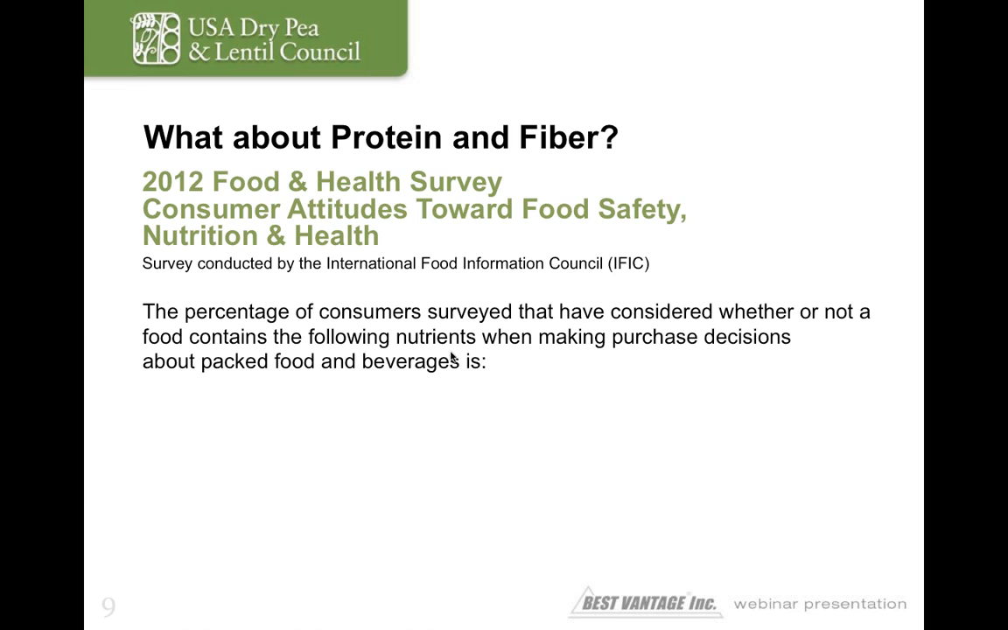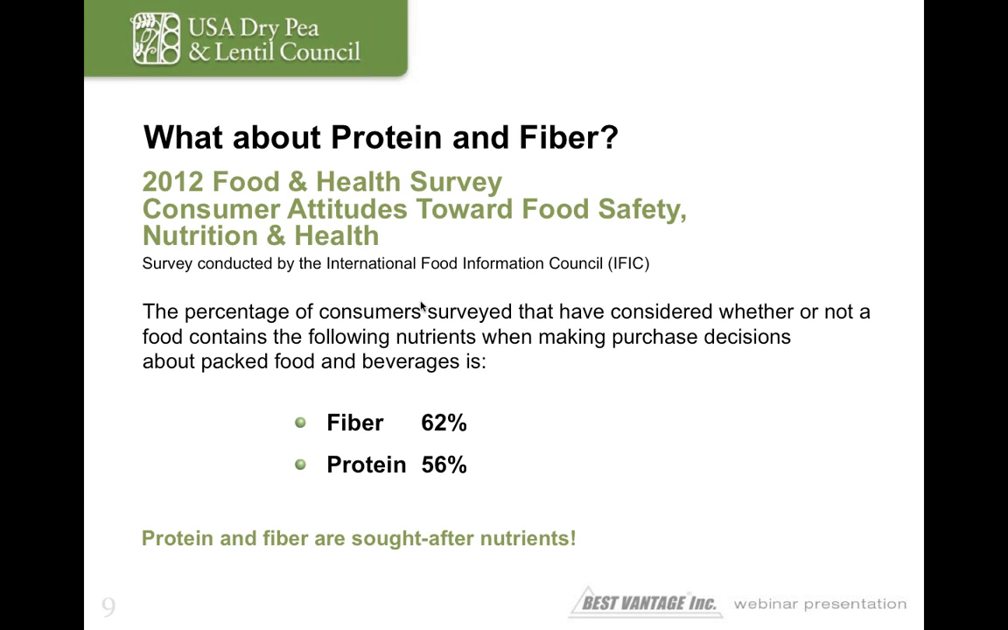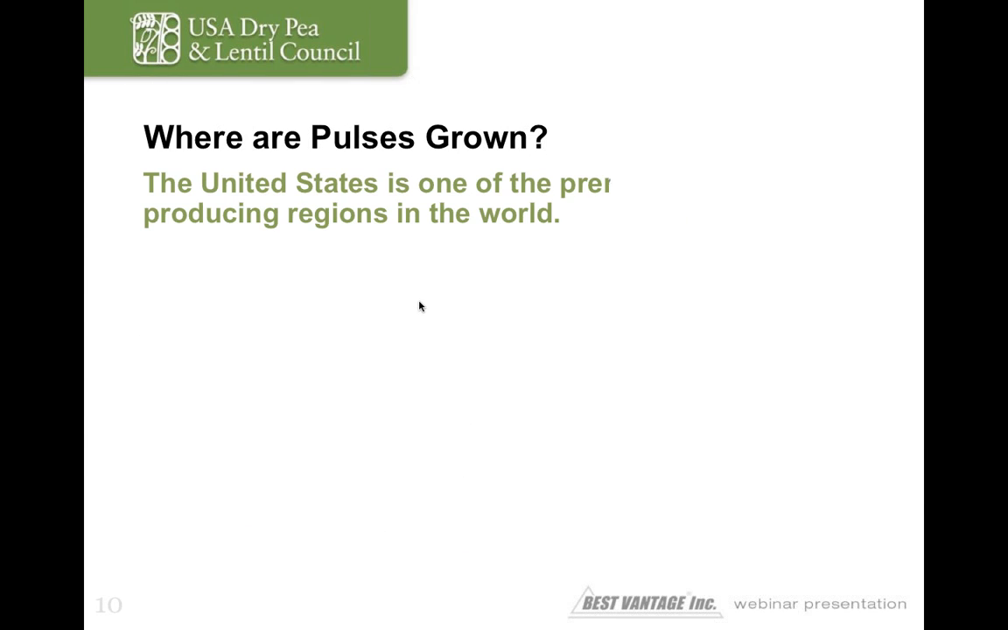we should also point out that the dietary fiber and protein contents of these pulses make them very timely in terms of trends in the U.S. consumer market. In a recent study by the International Food Information Council, they found in a survey of consumers that 62% of consumers looked for fiber when they were making purchase decisions about packaged food and beverage purposes. And 56% of consumers looked for protein, especially with regard to protein in the areas of fitness and such. We've seen huge increases in demand for higher protein foods. But the protein demands have also been very important in international development. Protein and fiber are very sought after ingredients.